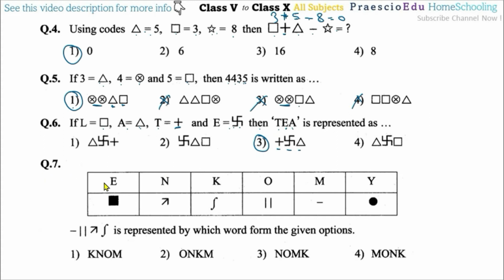Then question number 7: these alphabets and their symbols are respectively given, so this is represented by which word from the given options? This minus sign means M, then the two parallel lines mean O, then this arrow means N, and this symbol is K, so it means MONK. MONK means option number 4 is the correct one.